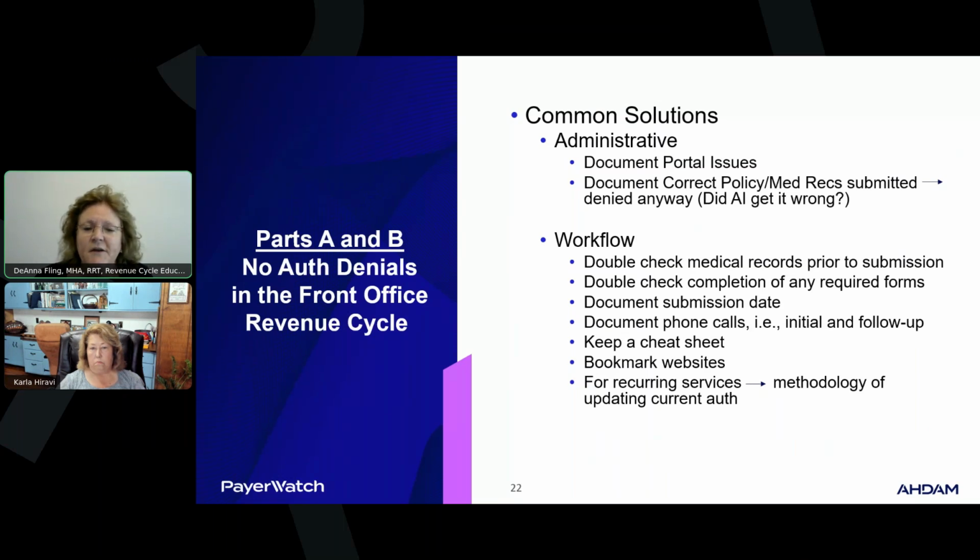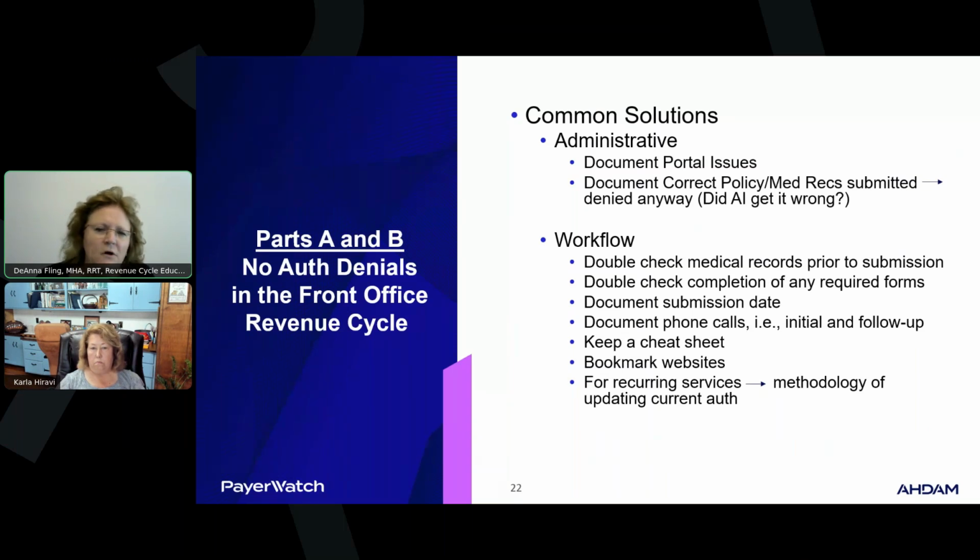So in researching the auth process, if you know that correct medical records were submitted and you utilized the correct medical policy for the correct insurance, but the prior auth still got denied, then we need to start thinking that maybe AI was used and the algorithm is incorrect. We need to make notation of that. We need to document that.